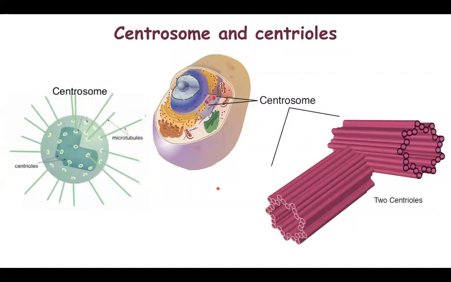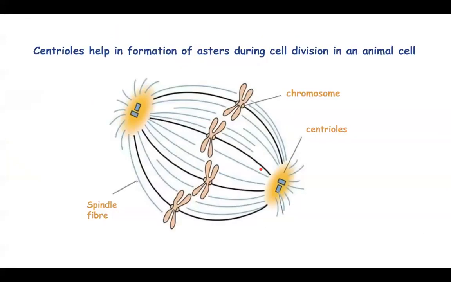The next cell organelle which you have is called the centrosome. The centrosome is a structure found near the nucleus in an animal cell. It is made up of two centrioles at an angle of 90 degrees to each other. This structure, the centrioles, will divide and help in cell division or the nuclear division in an animal cell.